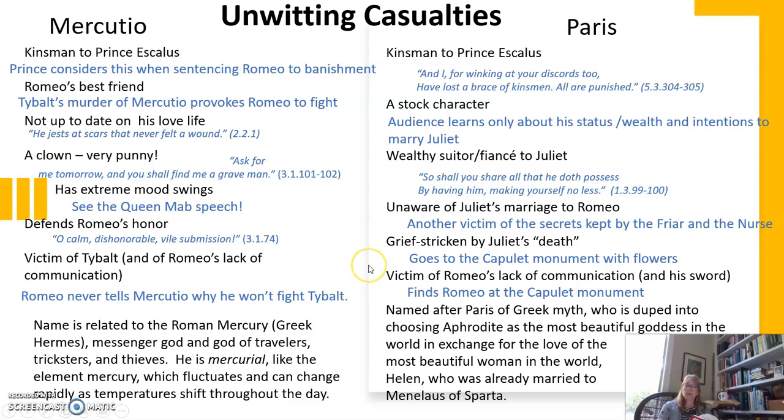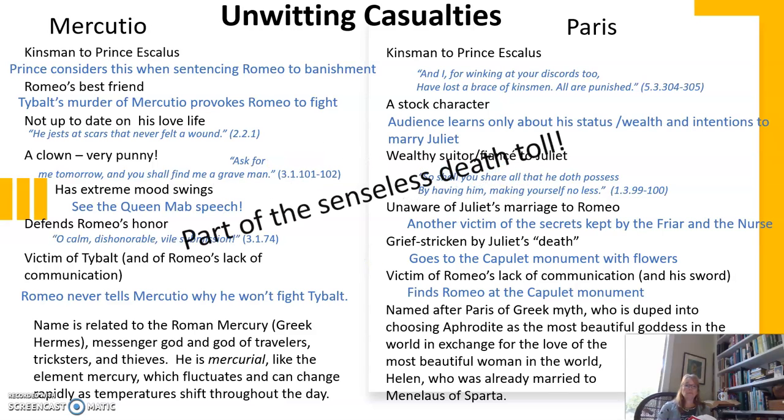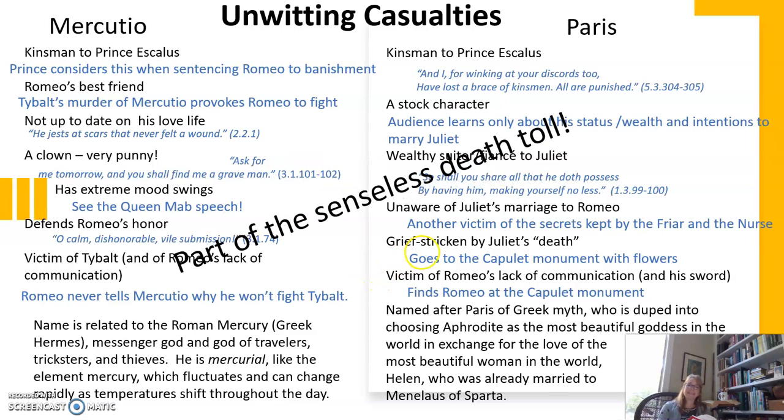He is named after Paris of the Greek myth, who is duped into choosing Aphrodite as the most beautiful goddess in the world in exchange for the love of the most beautiful woman in the world, Helen, who is already married. So that kind of is mirrored here in Juliet's already being married to Romeo. This is part of the senseless death toll in the play, these two characters.